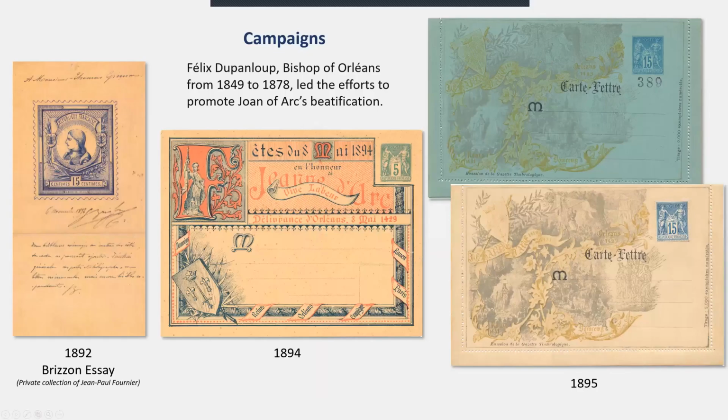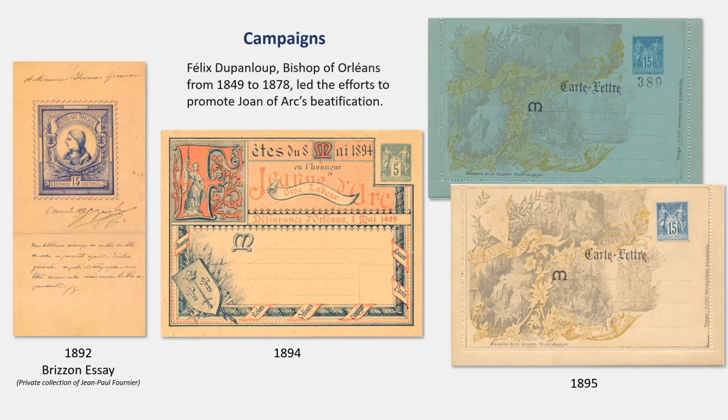Now, because of the importance played by Joan of Arc during the war between the English and the French, the 100 Years' War, there had been cause for a long time for her to be beatified and hopefully later on canonized to become a saint. And there was considerable movement from various sources in the 19th century. And the main instigator of this idea was Félix Dupont-Loup, who was the Bishop of Orleans, and he led these efforts to promote Joan of Arc's beatification.